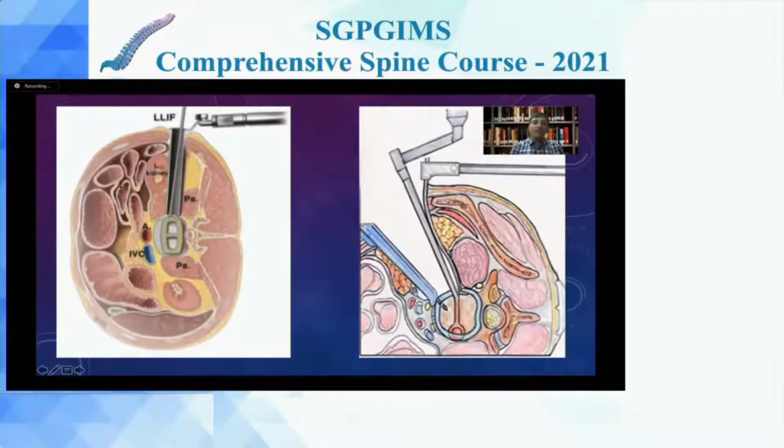But the problem is that you have to go through the psoas muscle, and as we shall see in subsequent slides, the psoas muscle actually houses the lumbar plexus. So there's always a chance of injury to the lumbar plexus, and to avoid that, you have to use intraoperative neuromonitoring. To circumvent that risk, OLIF was developed, in which you go anterior to the psoas muscle and take an oblique trajectory, and that is why this is known as the OLIF.